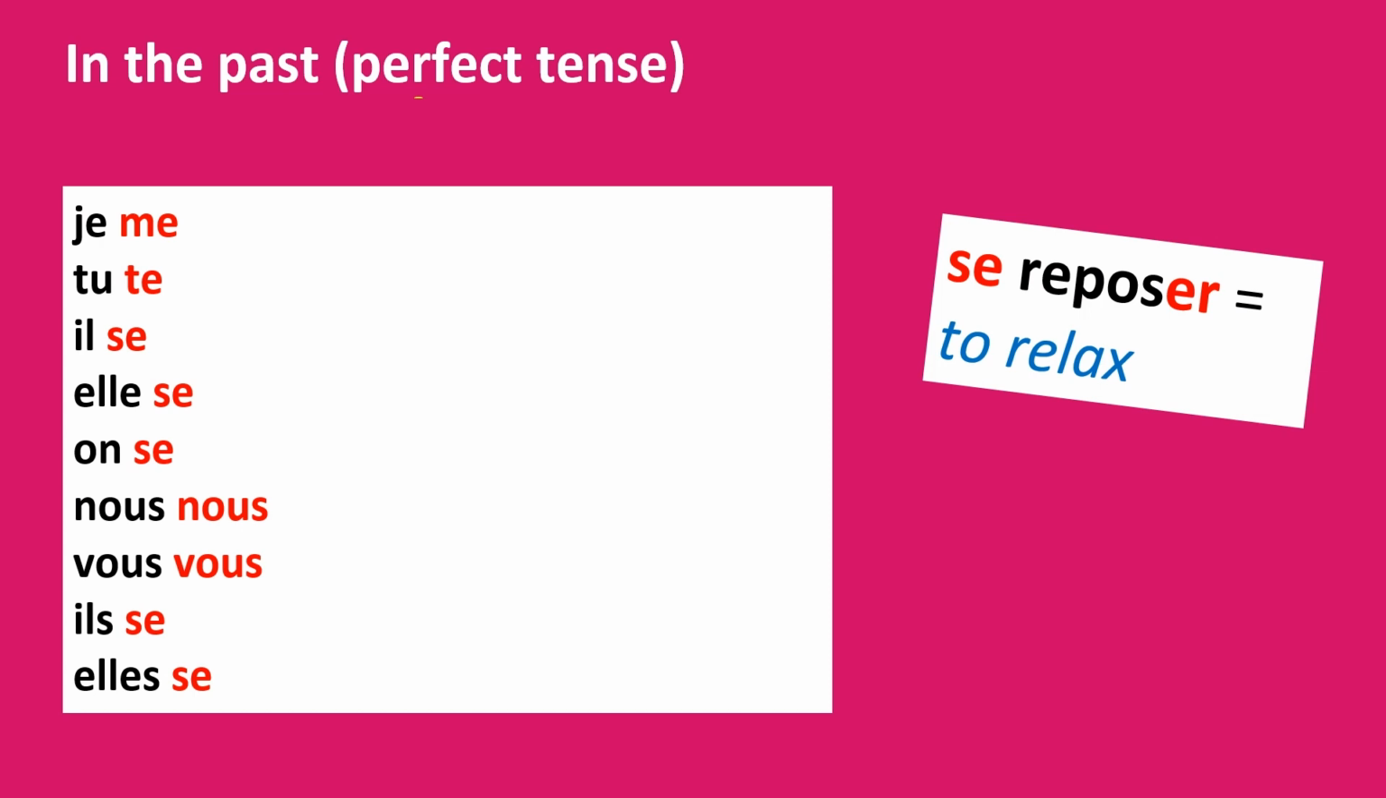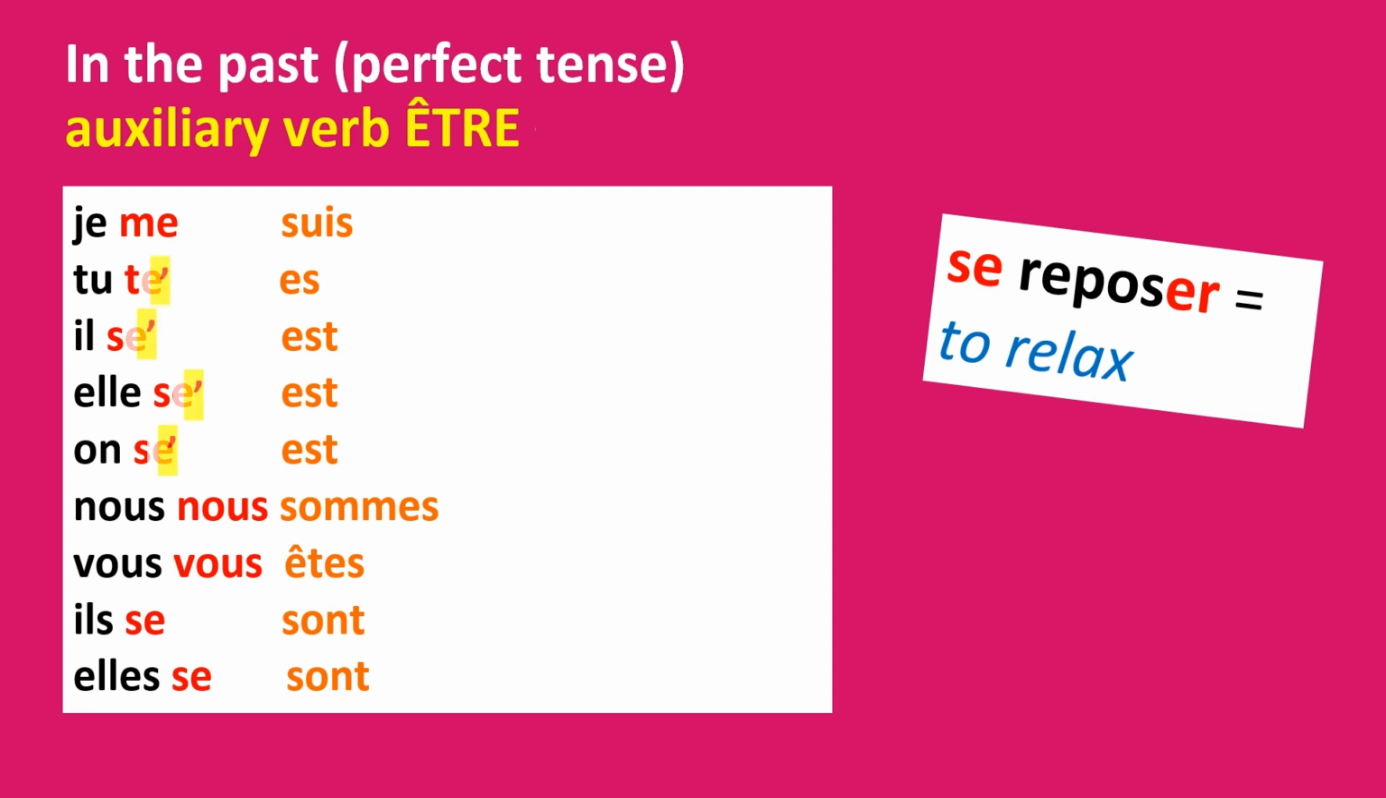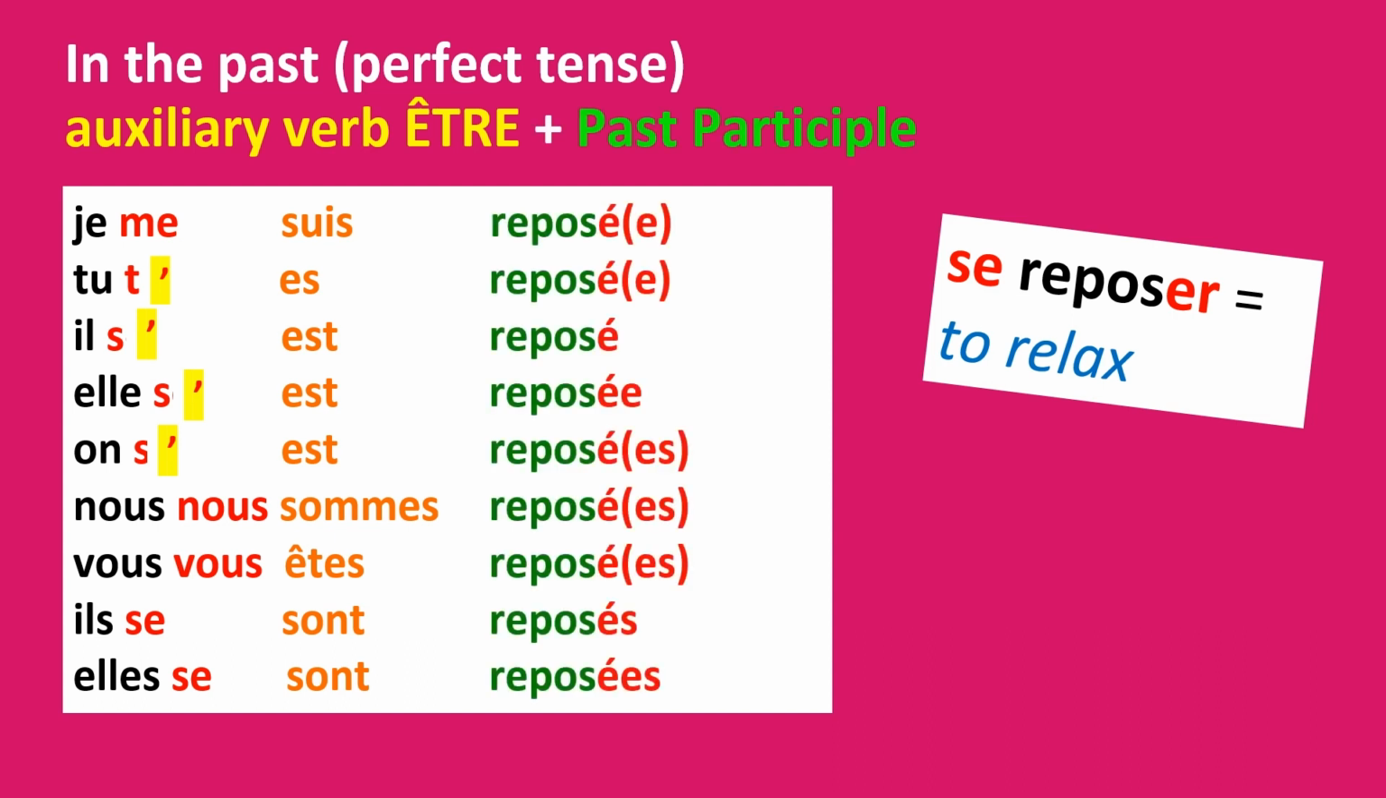In the perfect tense, reflexive verbs work like être verbs. So we need the auxiliary être, and we end up with je me suis, tu t'es, il s'est, elle s'est, on s'est, nous nous sommes, vous vous êtes, ils se sont, elles se sont. And of course, we need the past participle. So again, the verb se reposer will become je me suis reposé, tu t'es reposé, il s'est reposé, elle s'est reposée, on s'est reposé, nous nous sommes reposés, vous vous êtes reposés, ils se sont reposés, elles se sont reposées.